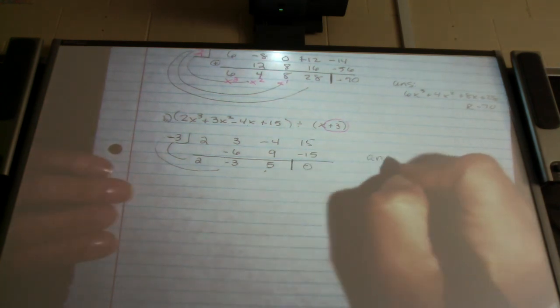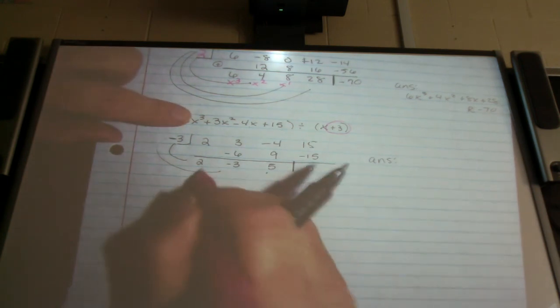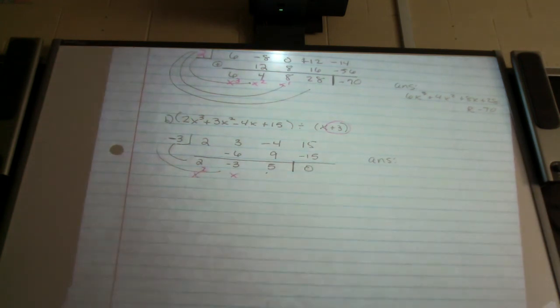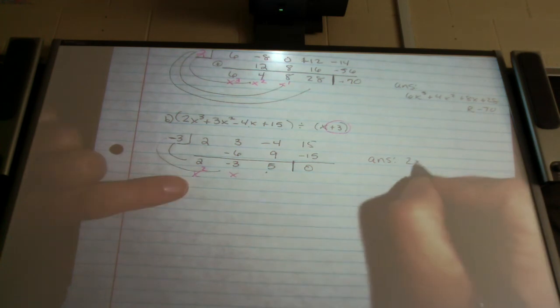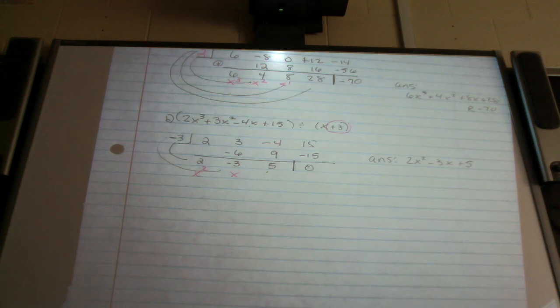So our answer, we started with a cubed, so this is going to go down 1, so that's a squared, an x, and our constant. So it's 2x squared minus 3x plus 5.